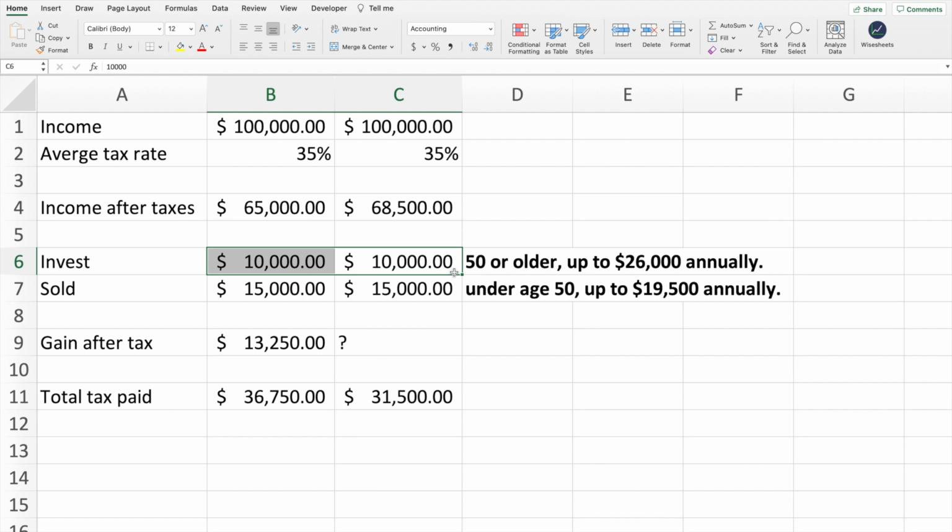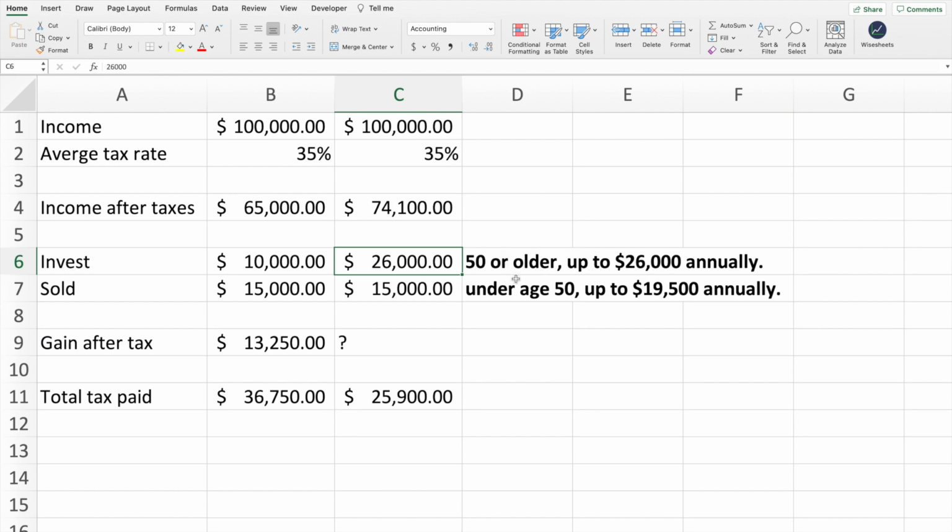But at the time that I'm recording the video, if you are age 50 or older, you can contribute up to $26,000 annually. So this could be $26,000 and you would be okay according to the law. You could not contribute more without having to pay penalties for it. That's the only thing that you do need to know.